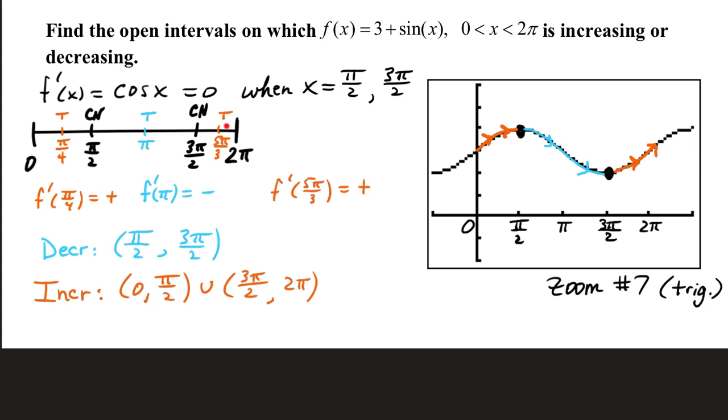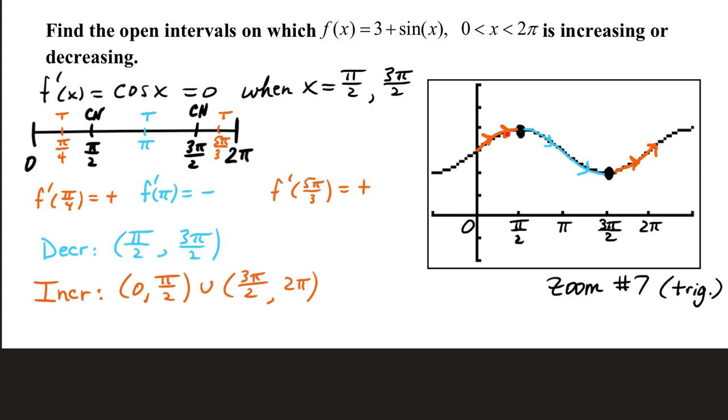And then finally, because we have to end at 2 pi, between 3 pi over 2 and 2 pi, you guys gave me 5 pi over 3. That's perfect. The derivative at 5 pi over 3, cosine of pi over 3, is positive half. All we need to know is that it's positive.